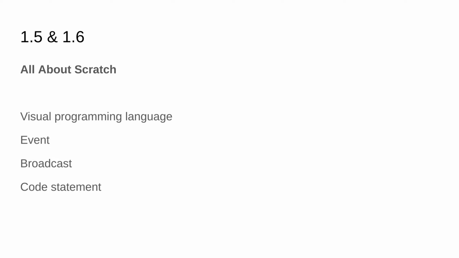An event is blocks of code that trigger behavior. For example, when we click the green flag, the code starts in Scratch. Broadcast is blocks of code executed at a given time by computing a message. And a code statement is a program code which expresses an action.